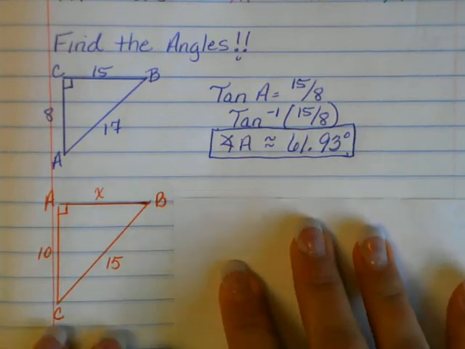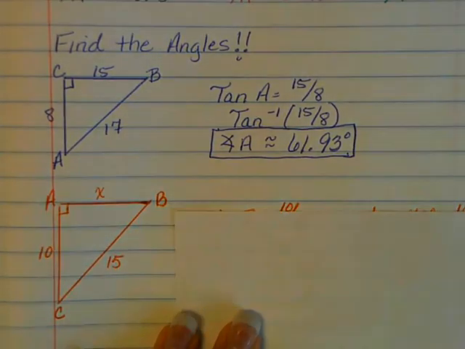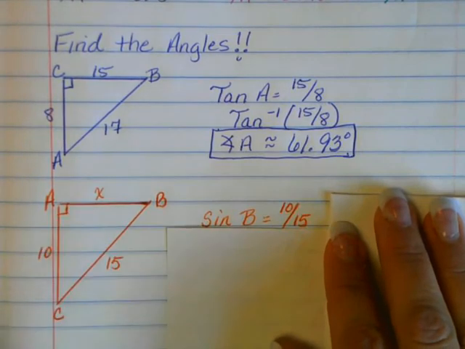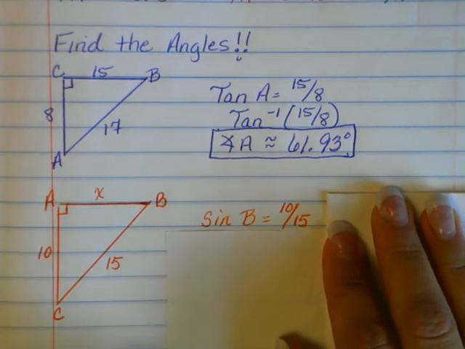What I'm going to do now is continue on with this diagram. I want to find x, but I don't have any angles right now to use. Yes, I could use the Pythagorean theorem. You're right. But what I want to do is find it using my trig ratios. So let's find an angle first.